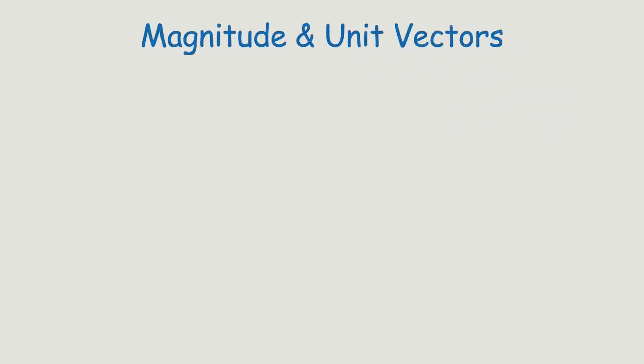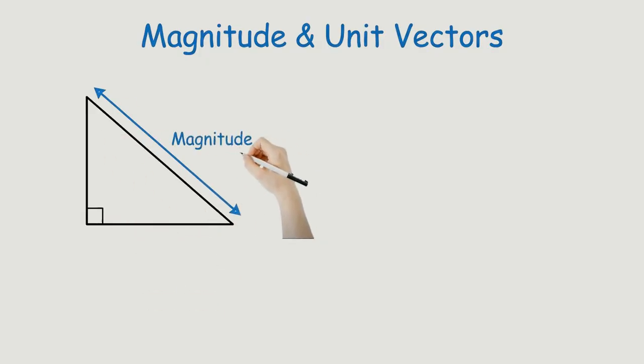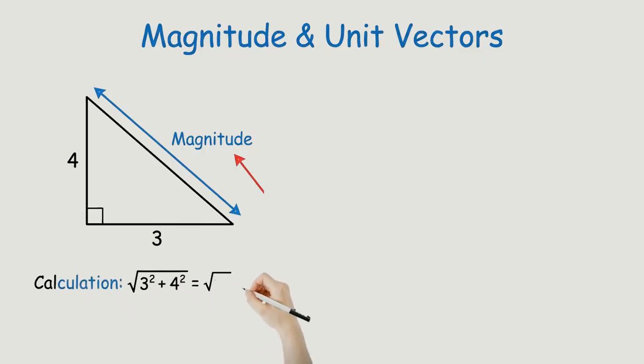The magnitude of a vector is its length. For a vector x, y, the length comes from the Pythagorean theorem. The magnitude is the square root of x squared plus y squared. For 3, 4, that gives the square root of 9 plus 16, which is 5.